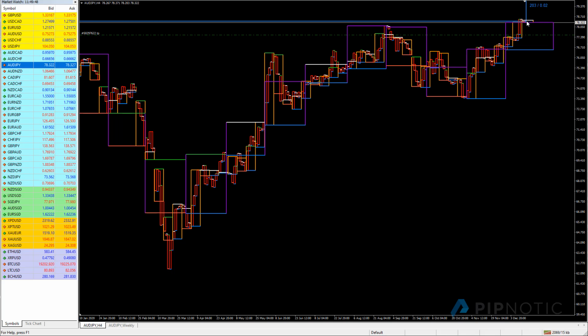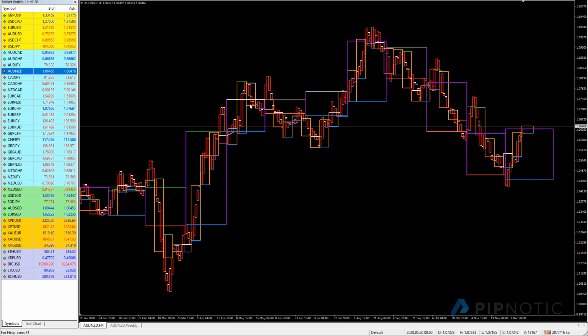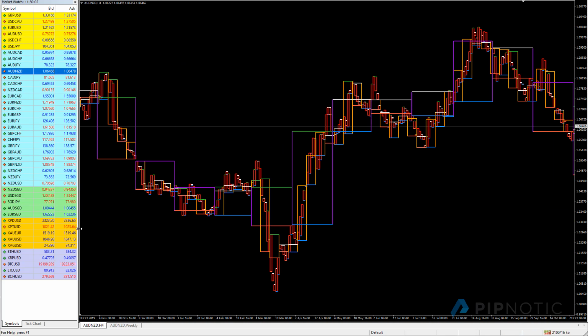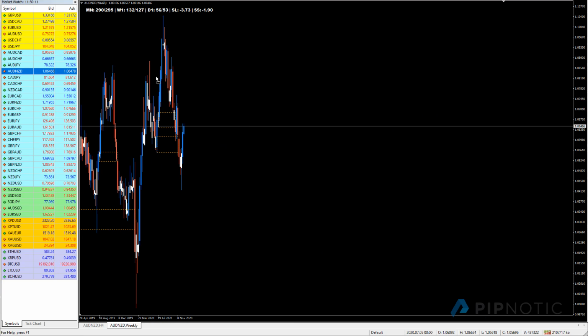Right, moving on to something else. This is the Australian dollar, Kiwi. Okay, what do we have here? Well, first of all, are we in a downtrend or an uptrend? This is important to know, just so we know where the flows are. Matter of fact, let's put this on this chart, then we can see. Drag this over there.